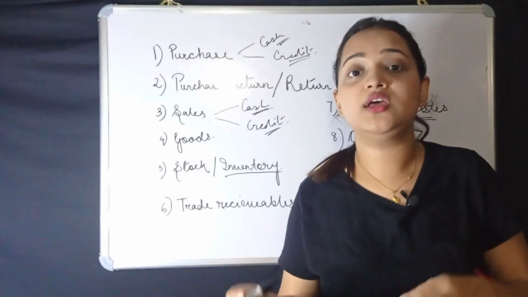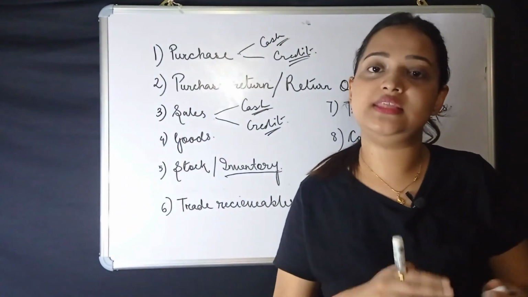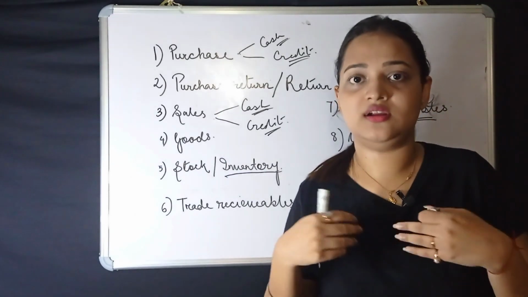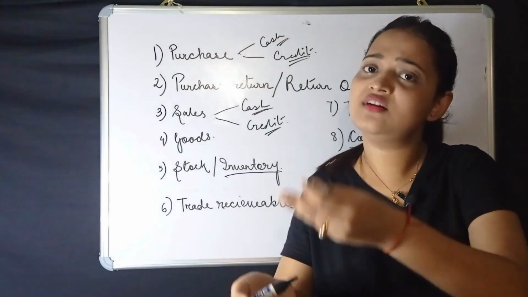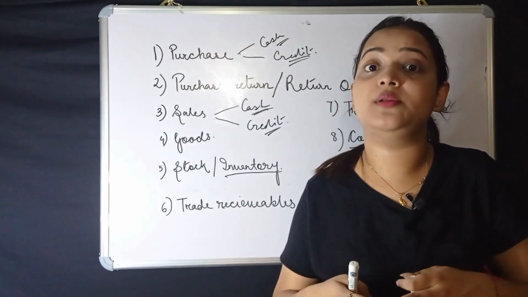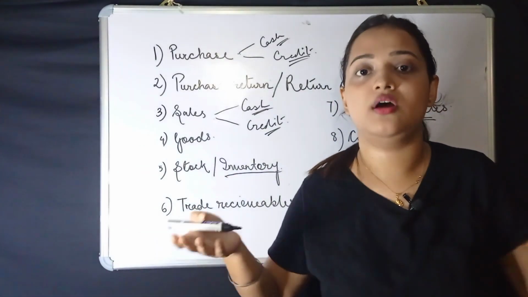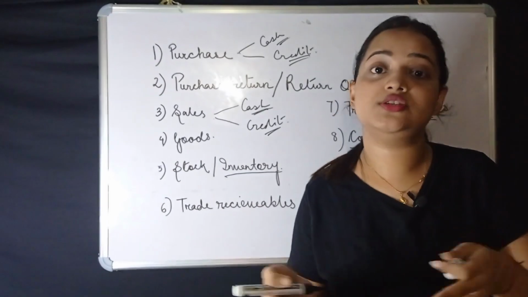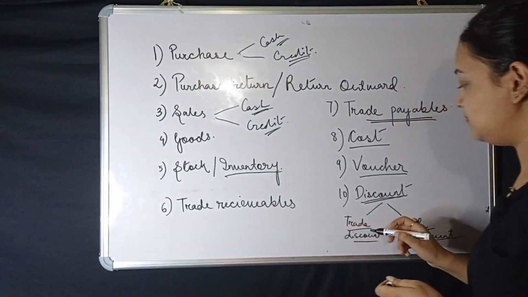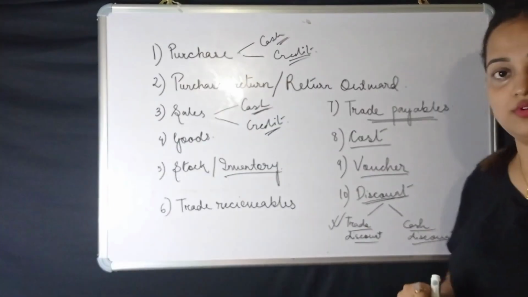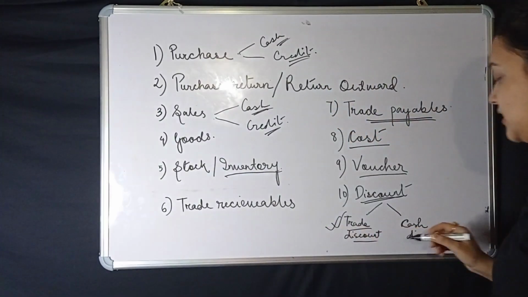Trade discount वो है जो क्वांटिटी के बेसिस पे दिया जाता है. ठीक है. Suppose I am a retailer and I go to buy certain things from a wholesaler. So I'll get it at a discounted price because I will buy a very, very large amount. So the discount which is based on the basis of quantity is known as trade discount.